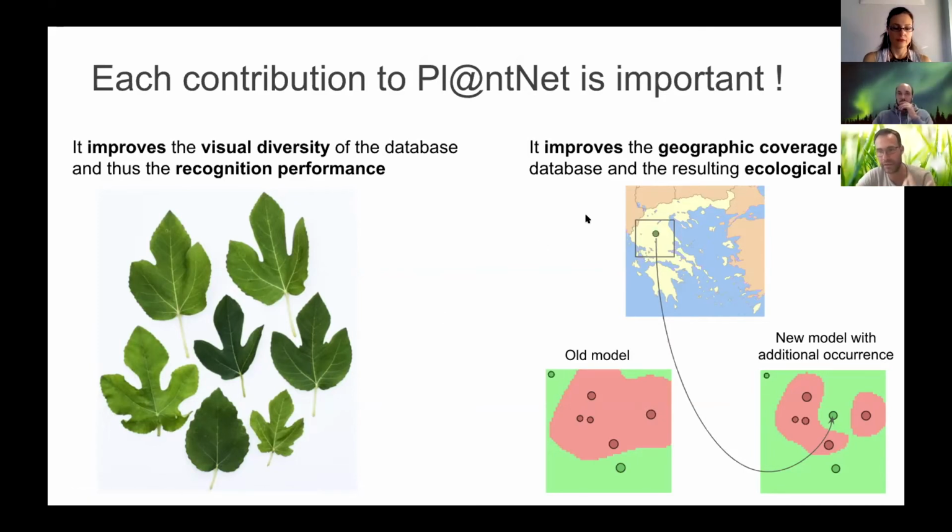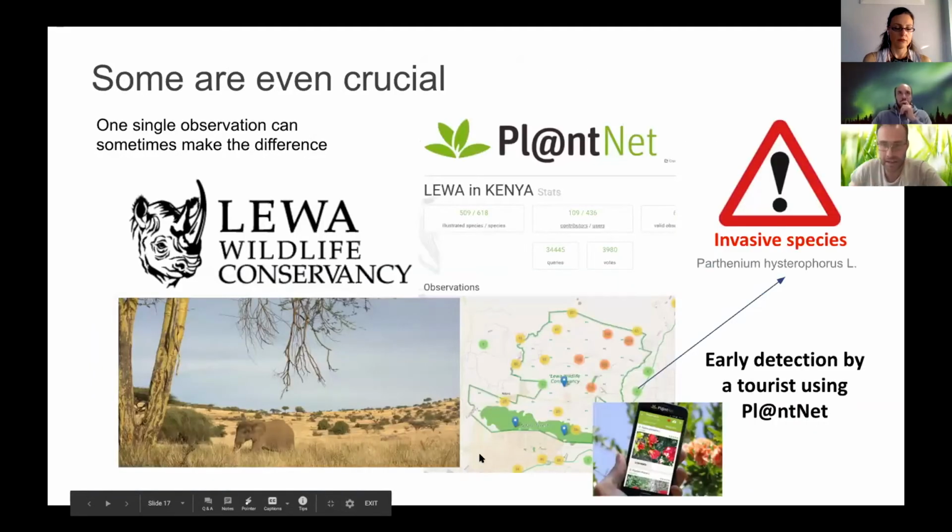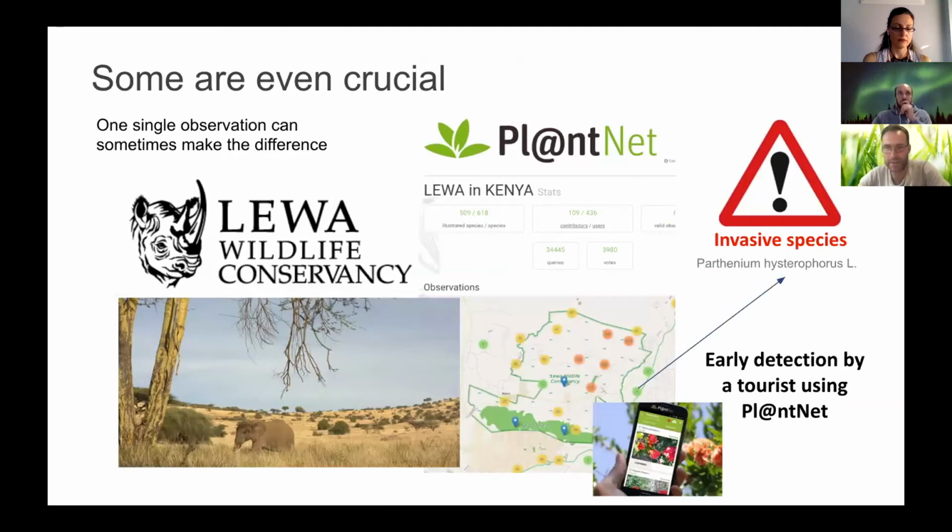Another thing is that each occurrence will improve the geographic coverage of the database, as we saw in Greece, for instance, in some of my previous slides. It will also improve the models that are built on top of these occurrences, as we can see with my small example here. If you add one occurrence at some place where the system thought the species was not present, it will really improve its knowledge of the distribution. So sometimes a single occurrence can even be crucial.